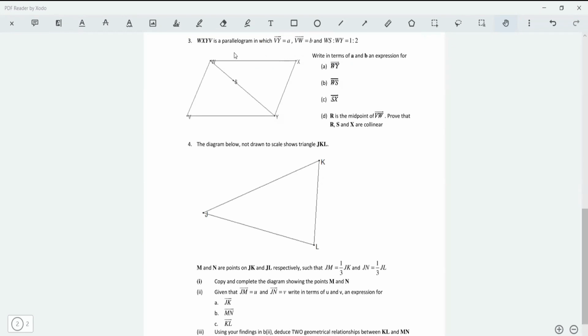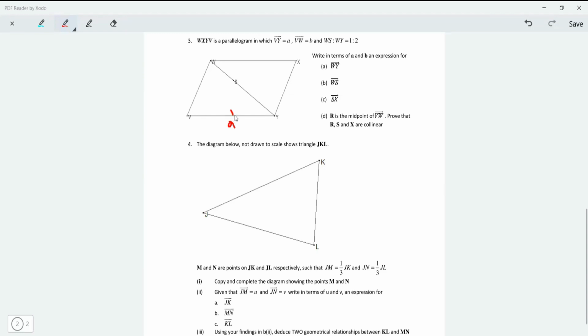All right, this question right here gives us another parallelogram, and it tells us WXYV is a parallelogram in which VY equals A. So I'll put VY up on the diagram. This is V to Y, and it tells us this is A. Then V to W up here, this is B. Now they say find vector WY. To go from W to Y, you can use V as a position vector. Some people say it is WV plus VY. Let's say you're more inclined to writing it that way.